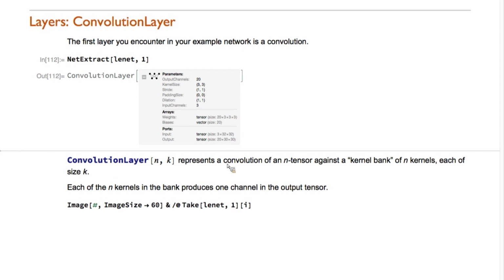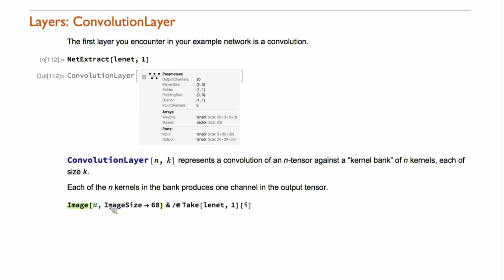The syntax is ConvolutionLayer[n, k], and this represents not a single convolution, but a bank of n convolutional kernels, where n is the number of kernels and k represents the size of a kernel. So we can see here that we have 20 kernels, and the size is 3 by 3. And there are also more sophisticated parameters like stride, the lateral stride when I move along the image, or I can specify padding, but I don't want to go into details here. This was trained just using the default values, and they are often very, very good for what you need to do.